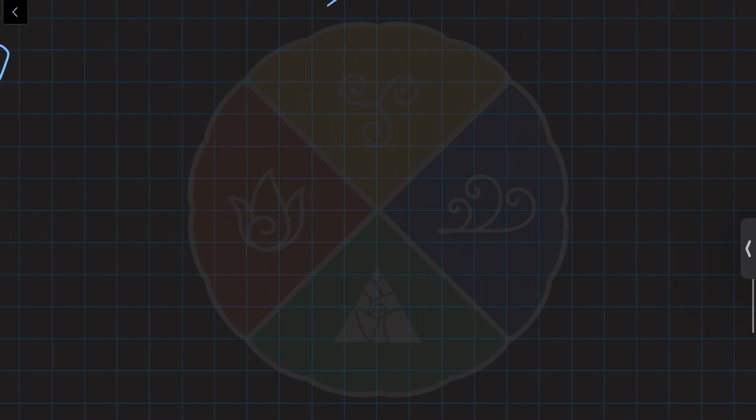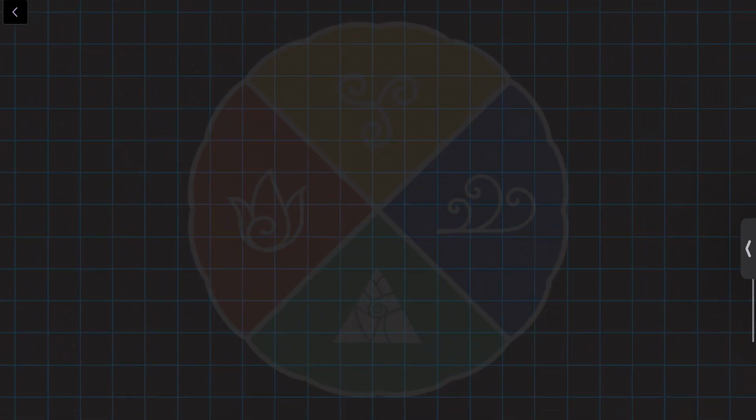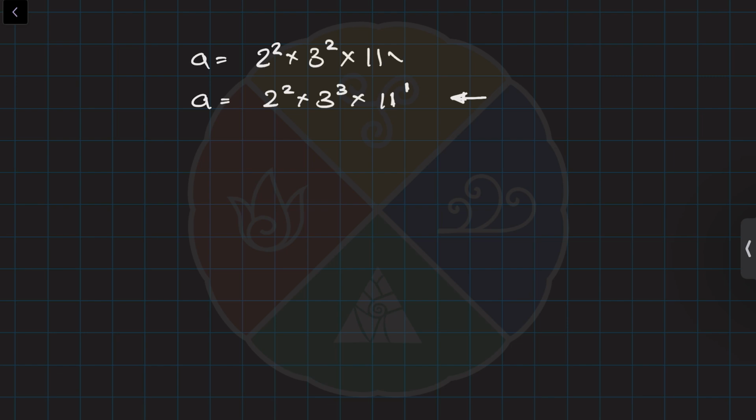Now, the number of factors. That's another concept which I want to tell you. For any number, for example, 2 square into 3 cube into 11, where 11 basically means 11 raised to 1. If you want to find the number of factors, first you have to write it in the standard form. Make sure that it is in the standard form. For example, the same number could be written as 2 square into 3 square into 11 into 3.